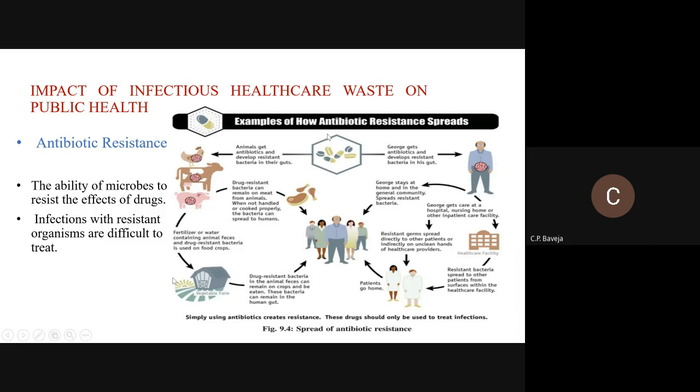And these are examples of how antibiotic resistance spreads. So this is one person, George. George gets antibiotics and develops resistant bacteria in his gut. So what happens then? This example is of a human being, and the other side example is for animals. First, going through the human being example, he has got drug resistant bacteria in his gut.